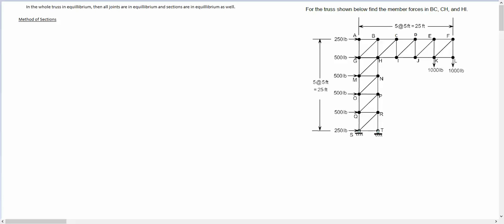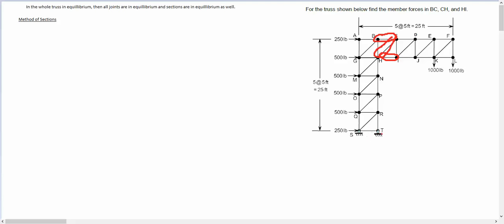For this problem, we're going to need to apply the method of sections. The question is asking us to find the member forces in BC, CH, and HI. So let me note that on the diagram. BC, that one black. Okay, there we go. BC, CH, and HI.